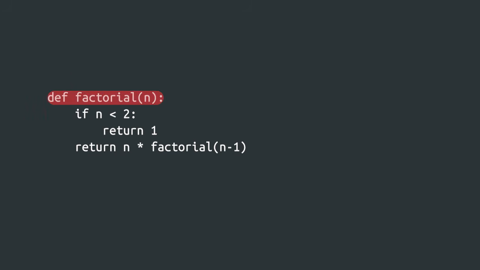Here, we're defining a function called factorial. At the beginning of the function, we have a conditional block defining the base case, where n is smaller than 2. It simply returns the value 1. After the base case, we have a line where the factorial function is calling itself with n minus 1.